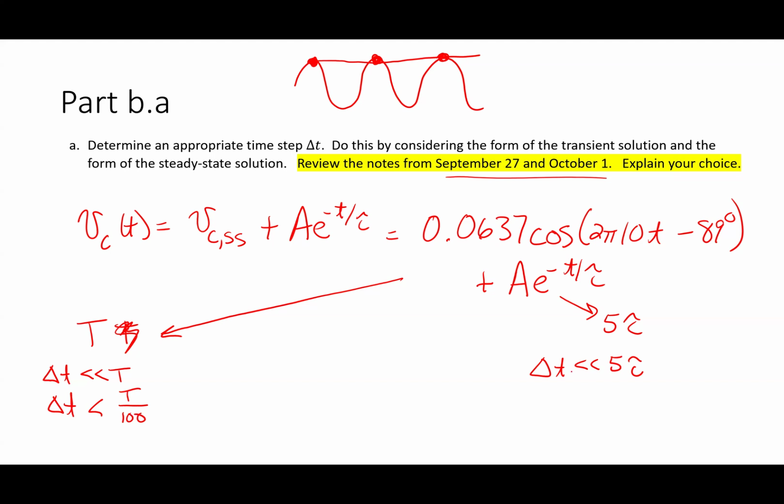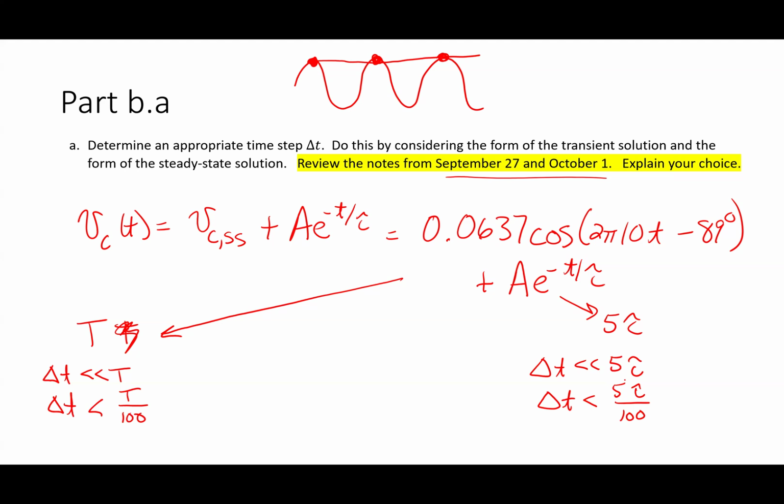Now, how do I deal with this one? I said delta t much less than 5 tau. That means I see most of the transient period, and I should have a pretty small spacing between the points in that thing. So I'm going to say my delta t should be less than 5 tau over 100. Okay, so I've got to look at both of them and see which one's smaller. I always choose the smaller of the two.